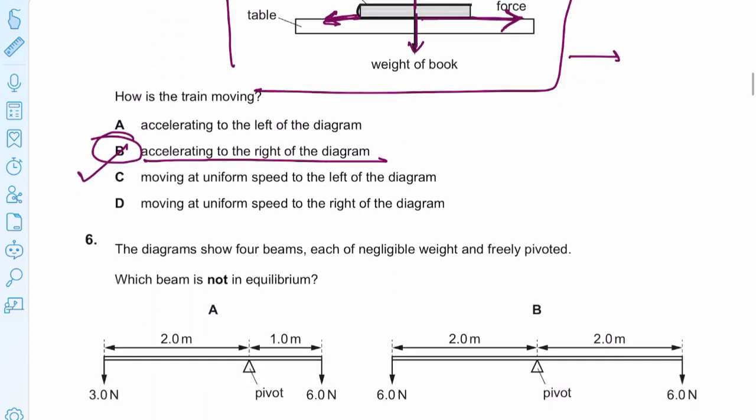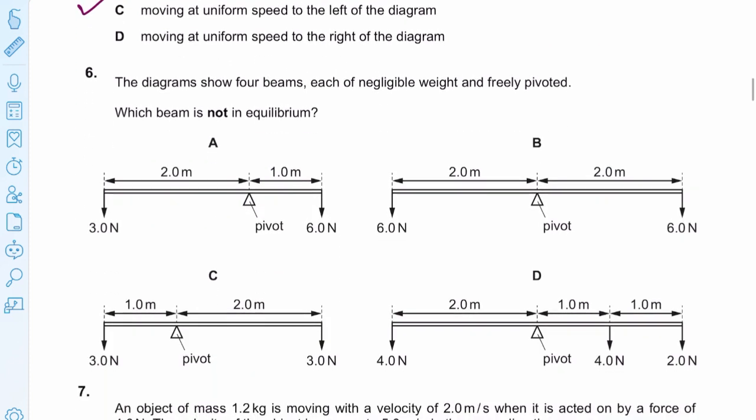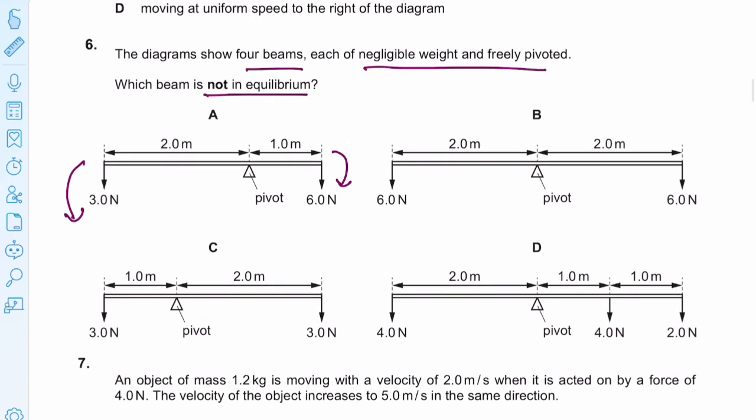Okay, now question number 6. The diagram shows 4 beams, each of negligible weight and freely pivoted. Which of the beams is not in equilibrium, sorry. For a beam to be in equilibrium, remember the clockwise and anti-clockwise moments have to be equal. But we need to find out which is not in equilibrium. So how to do this? We need to find this side force times distance and this side also force times distance.